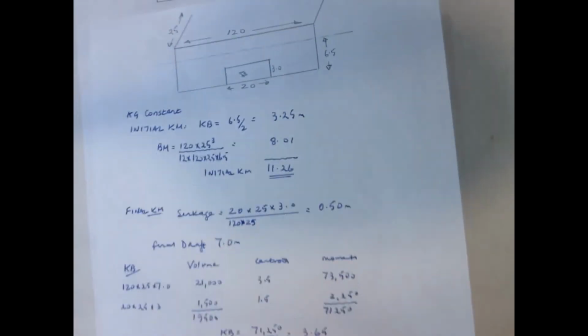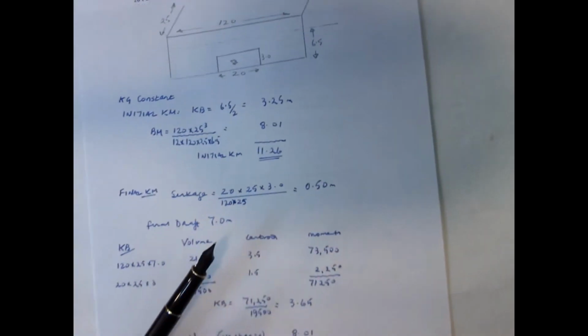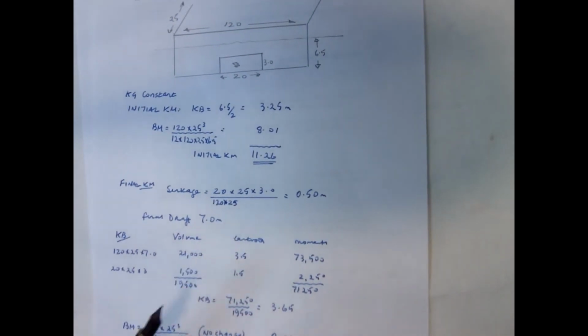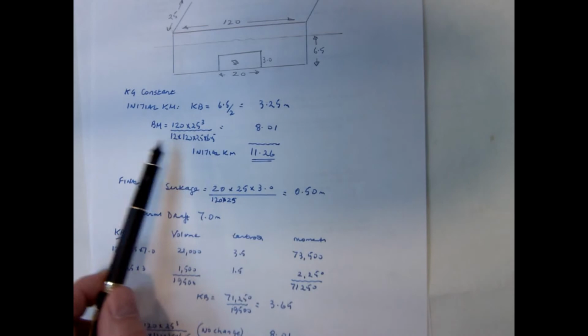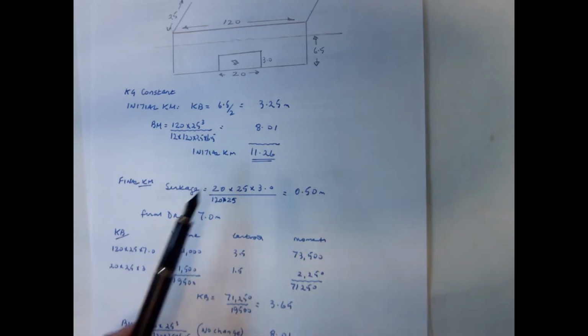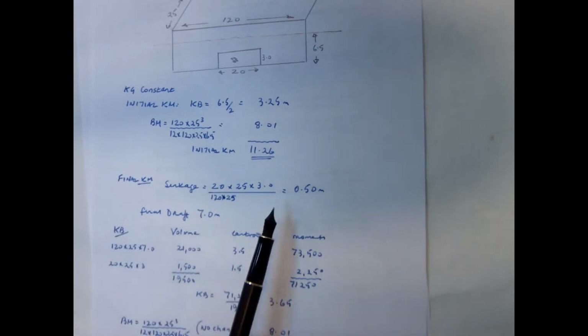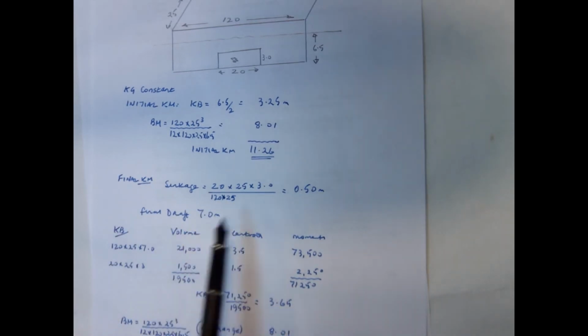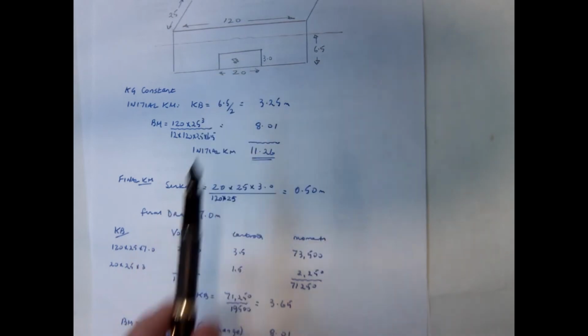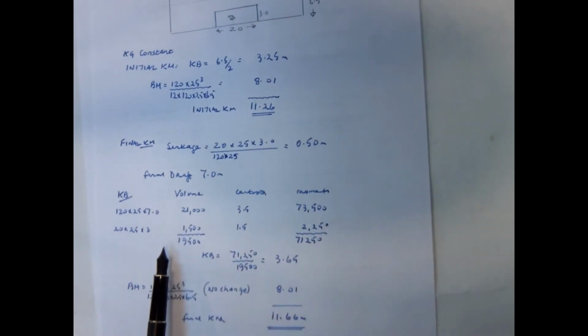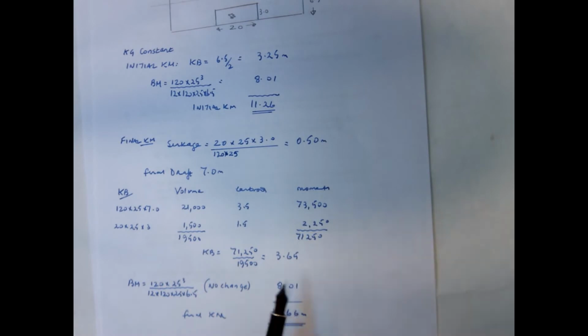Now I'm going to use the same dimensions, but I'm now going to introduce a watertight flat. So again, KG constant, so the initial KM is the same, 11.26. So in each of the problems, our initial KM isn't going to change for purposes of explanation. The final KM, obviously we get the sinkage and the final draft, and then of course because we've got the flat, our KB has to be worked out using volume and moments, and we get a KB of 3.65.